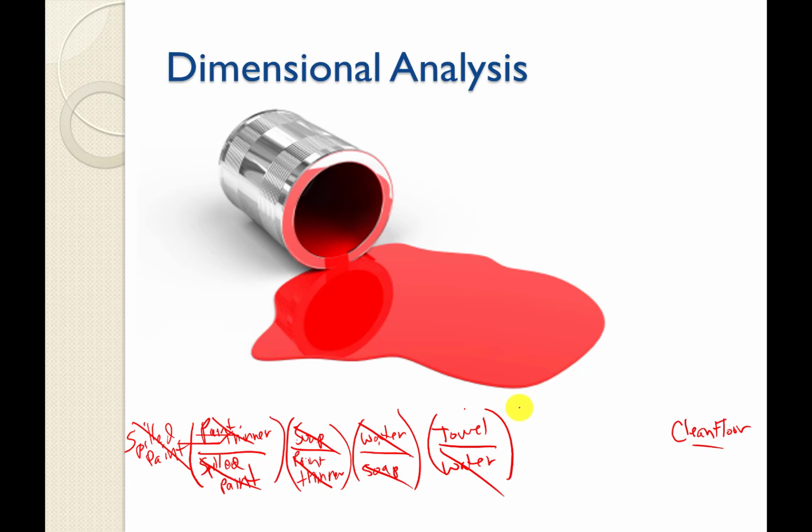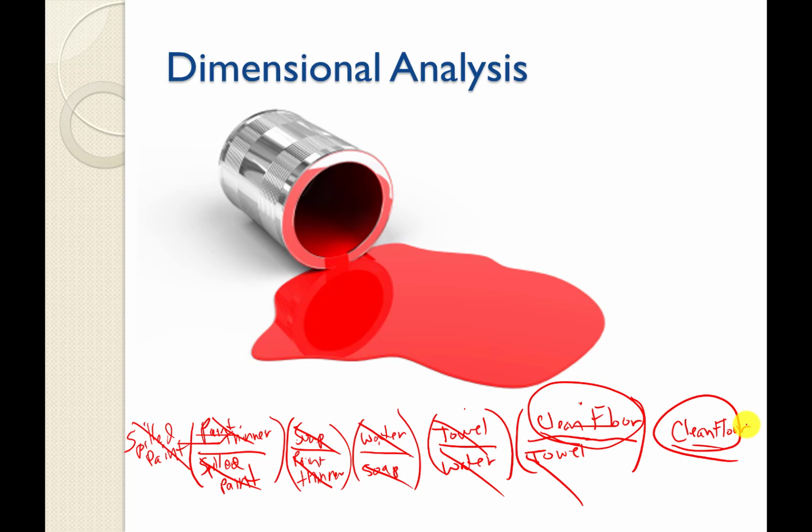And then we pick up the towels. So put towels on the bottom to result in a clean floor. Let's try this again. A clean floor. All right, let's do that final cancellation. And now we have ended up with exactly what we wanted, which was a clean floor. That was the conversion factors I had to use to clean up paint.